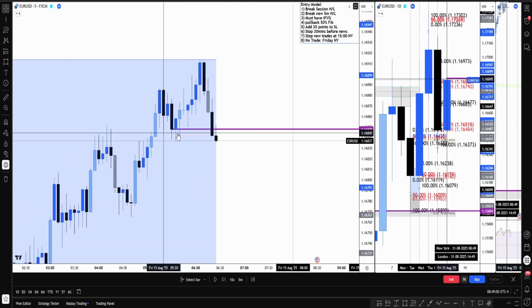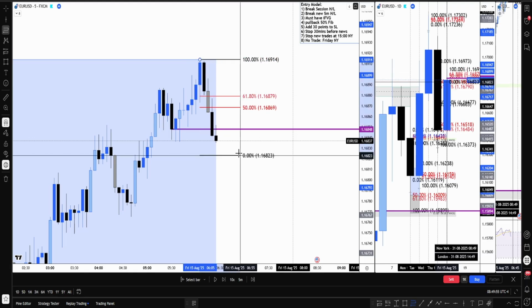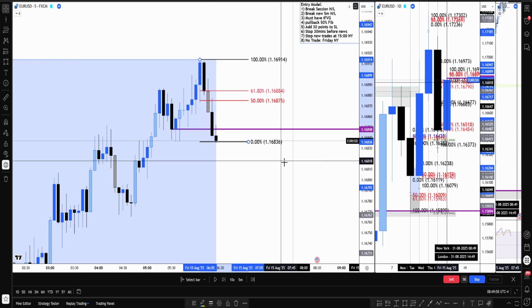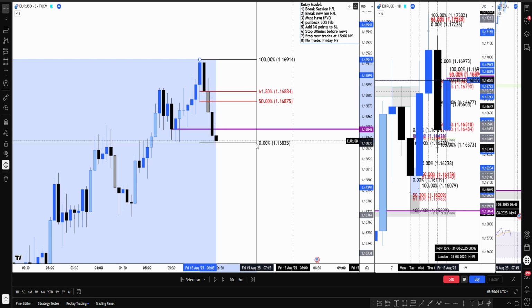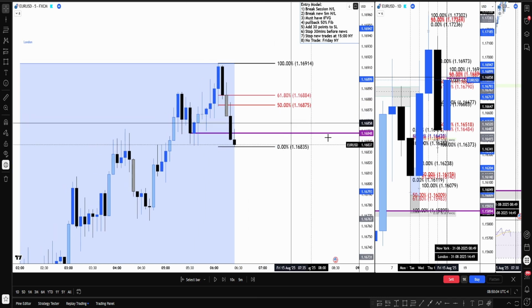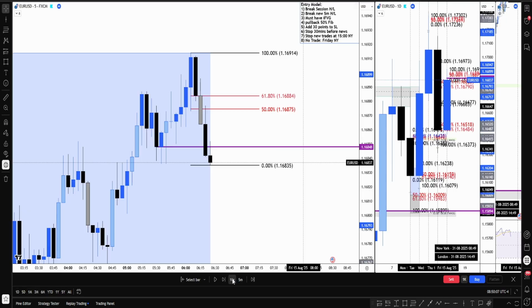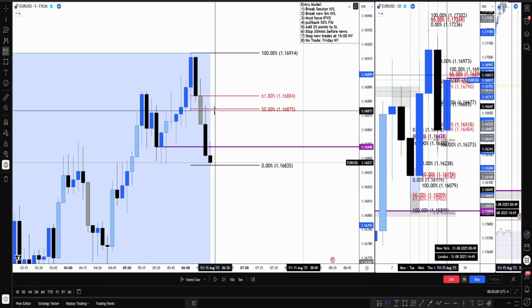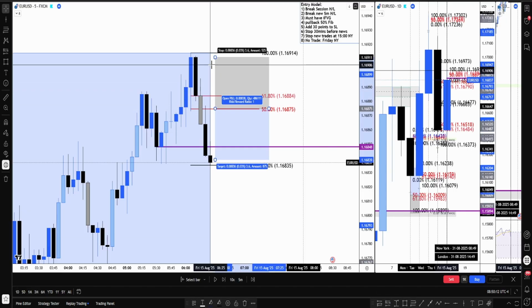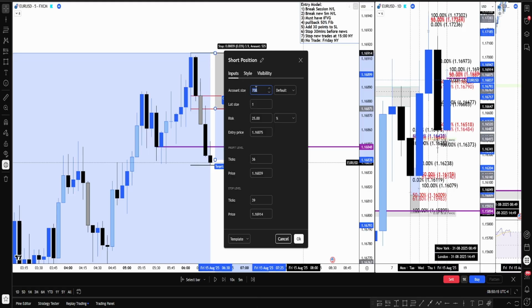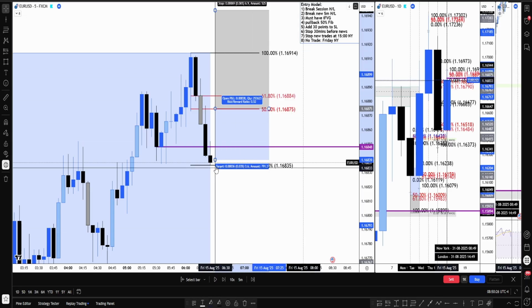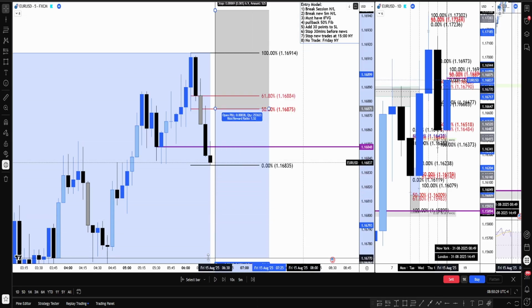Okay, so we have our close below there, so we can actually now look for a sell, because there is our inverted fair value gap. Actually, not there. Here. Here's our inverted fair value gap. All right, so let's move on. 70, 60. There we go. 30. Okay, and we'll aim for 1 to 1.5. There we go.